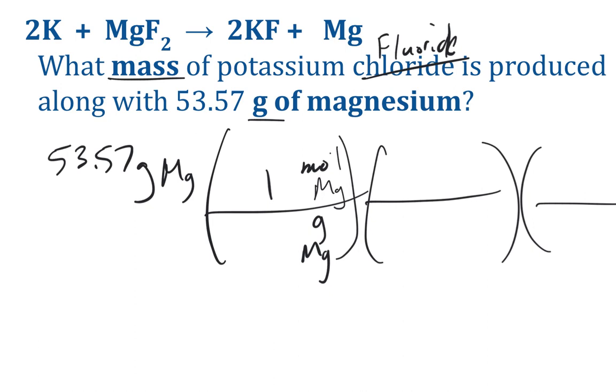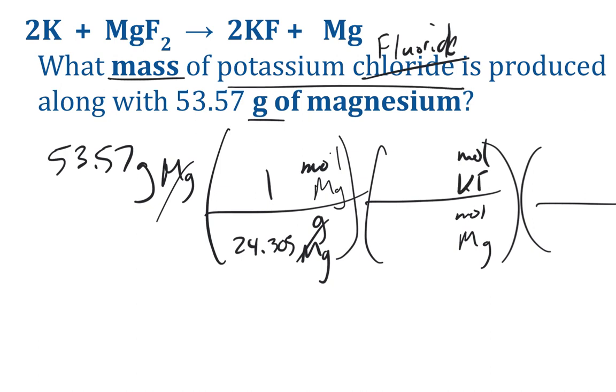Gram, we go to the periodic table. I grab mine right now. It looks like it's about 24.305. Cross that out. The unit goes diagonal, so mole of Mg. Whenever you see mole on the bottom for the first time, it goes to mole on the top. And the substance we're looking for is potassium fluoride, so KF. The number in front of mole of KF is a 2. The number in front of mole of Mg is a 1.